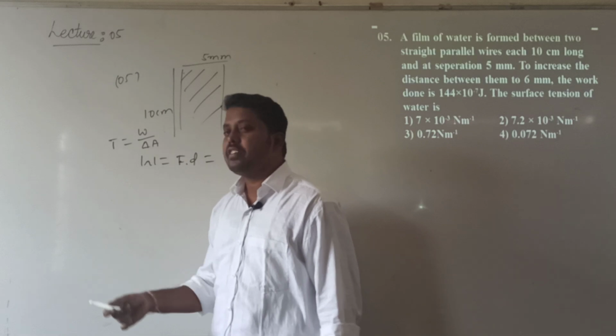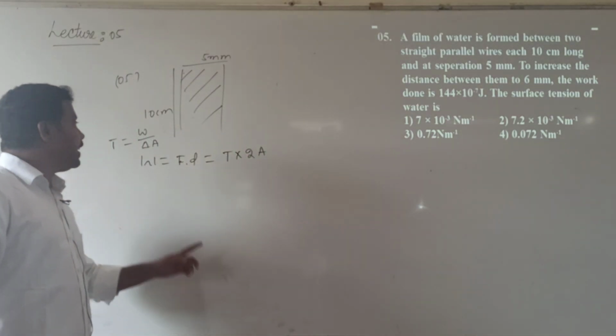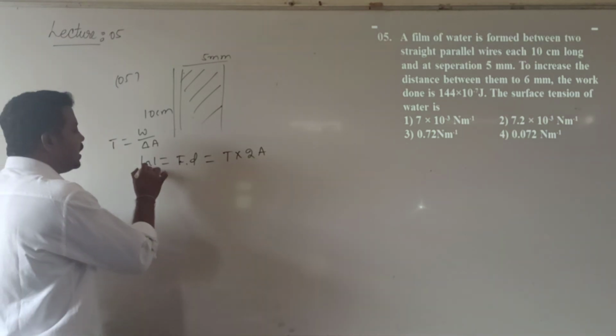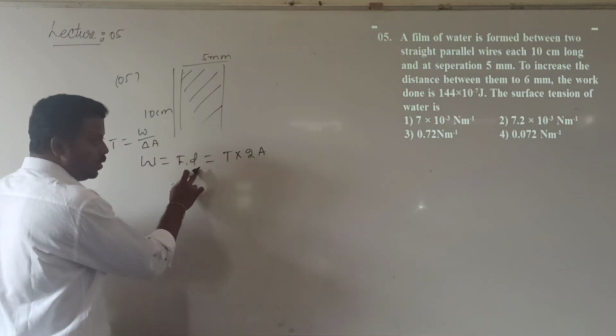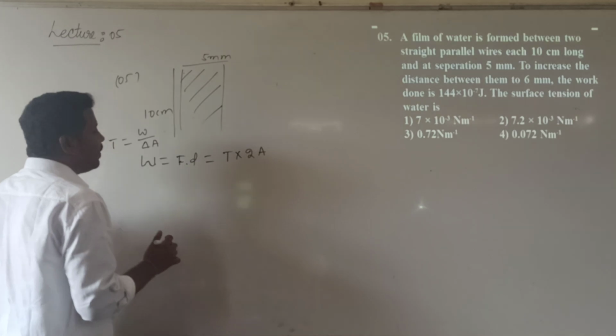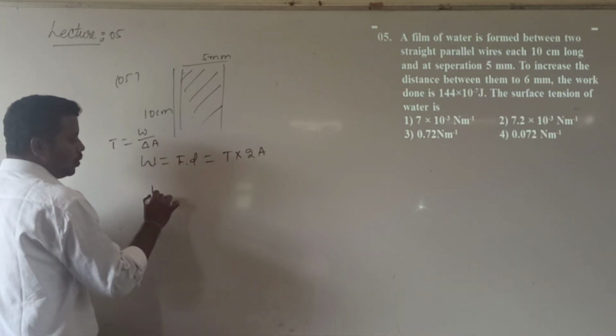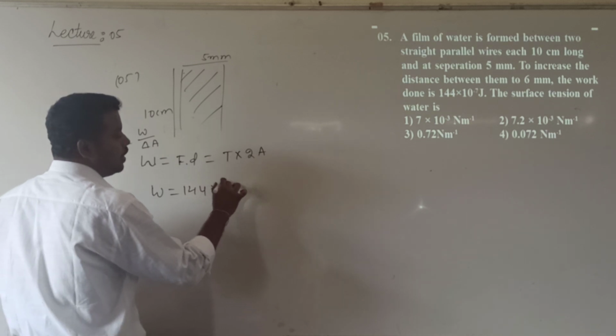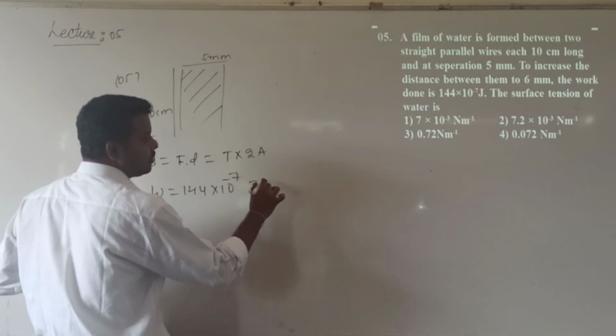You know the surface tension formula: surface tension is the work done for increasing the area. So W is equal to F into d, which will be equal to T into 2A. The work done is given: 144 × 10^-7 joules.